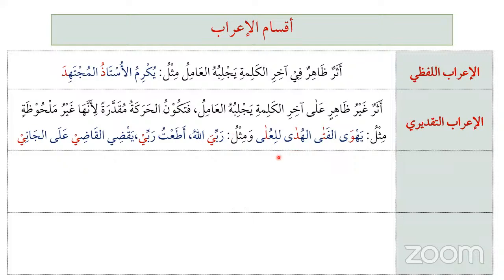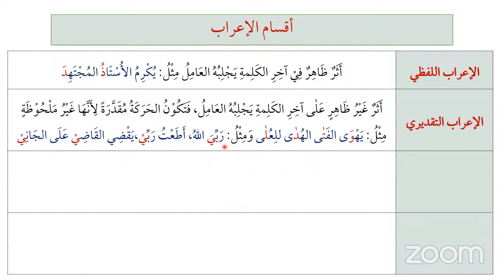Now, when would the i'rab be assumed? Number one, when you have alif maqsura at the end: yahwa, al-fata, al-huda, al-ula. Also, the i'rab will be assumed to be hidden when you have any noun which is muzaf towards ya al-mutakallim. For any noun which is muzaf towards ya al-mutakallim, the i'rab will be in the background.